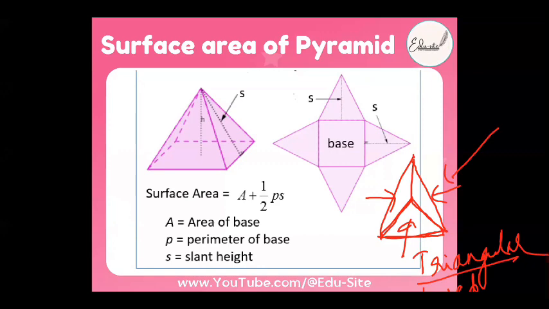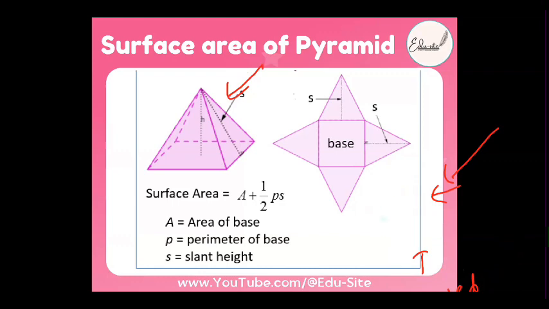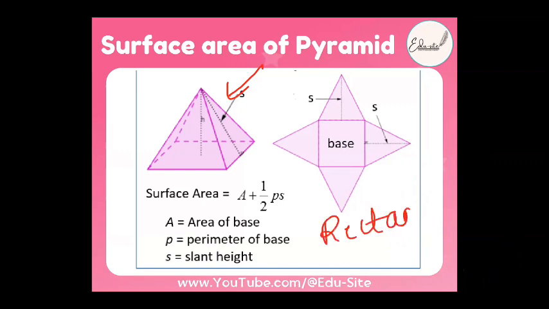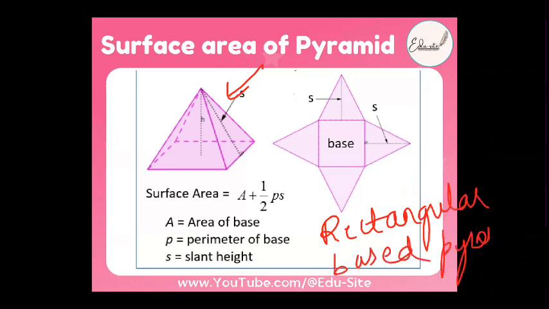Okay, the figure that is here, now please tell me which pyramid this is. Check the base. Is it a rectangular based pyramid? The base is a rectangle, so yes, excellent. We call it a rectangular based pyramid. Understood? So this is a rectangular based pyramid. Fine? Okay, now how do we calculate the surface area of this?